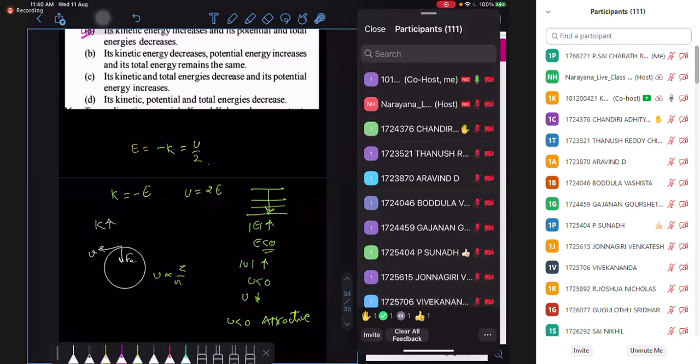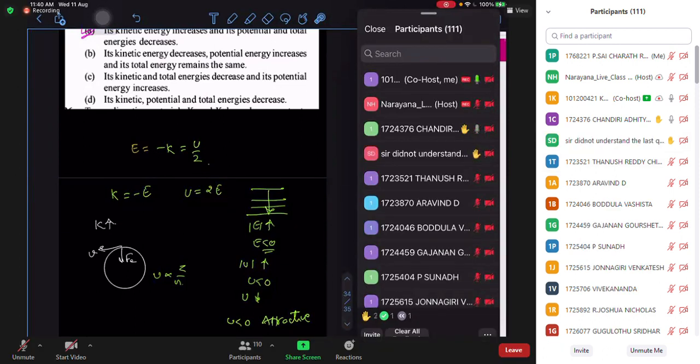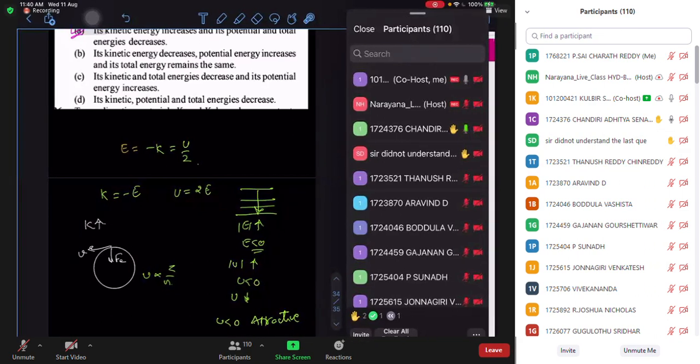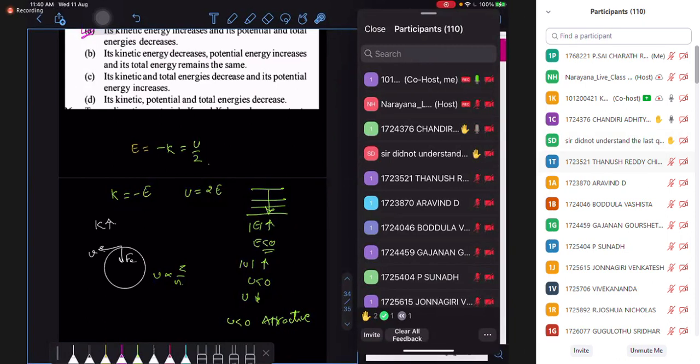Yes, Aditya. Sir, if n decreases, kinetic energy will increase, no, sir? Kinetic energy increases. Yes. Option 4 we will get, sir. Means kinetic energy, all will increase, no, sir? No, all is not increasing. See here, take the sign into consideration also.